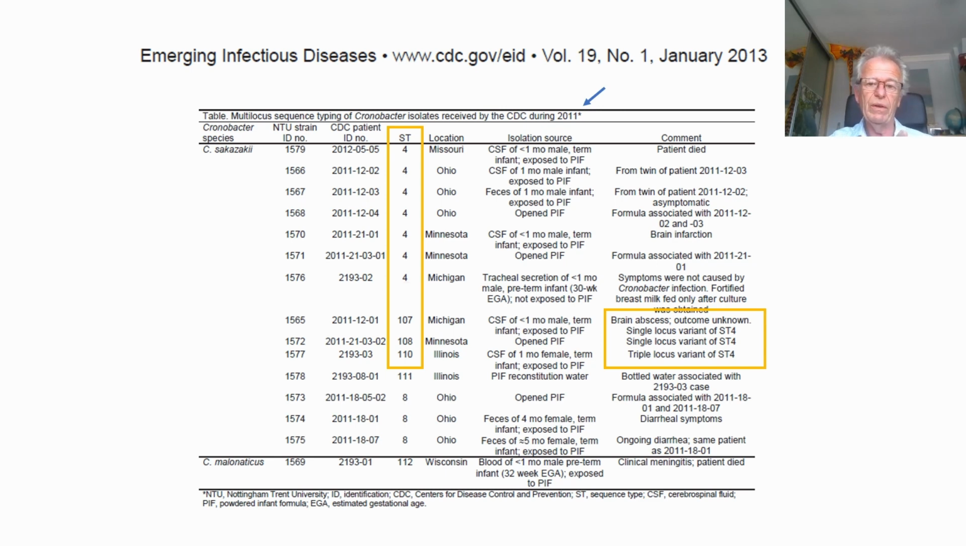So our initial work was retrospective. It was looking at strains from decades before. Now, the same year, 2011, we have these other strains: cerebral spinal fluid, meningitis, current isolates, current concern, and they're sequence type 4. So that roughly made sequence type 4 almost predictive of the meningitic potential of that variety.